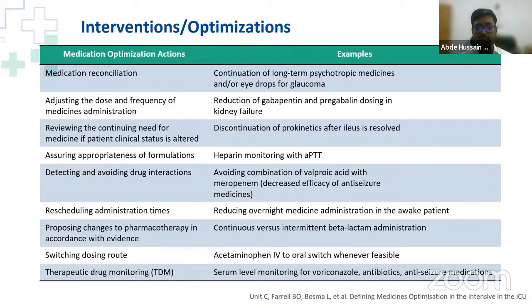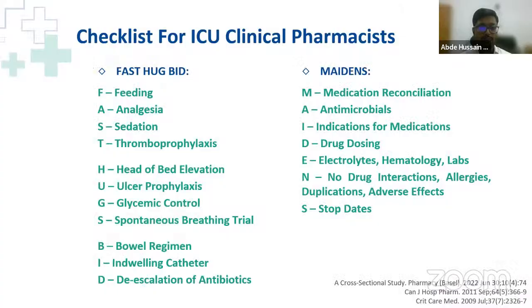Then therapeutic drug monitoring, again, providing the information of when to do TDM, and which patients or subsets of critically ill patients need to undergo TDM. All these complications, all these so many things, are where we need a checklist.